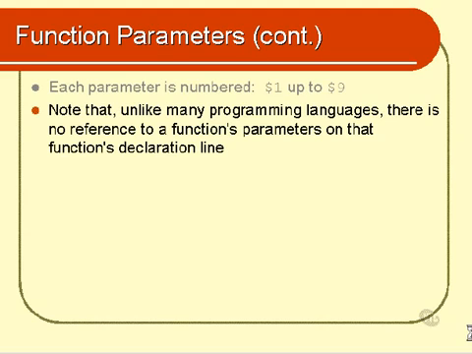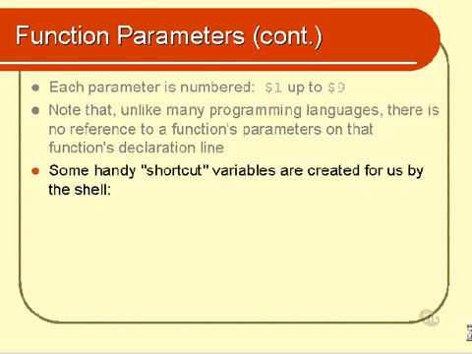There is simply no parameter checking done whatsoever. You can call a function with as many parameters as you like. If that function is expecting 3 parameters and you only give it 1, it's your job to test how many parameters have been passed and perhaps put out an error message if it's wrong. So I'll show you now how to do that. There are some handy shortcut variables that are created for us by the shell, and they are as follows.